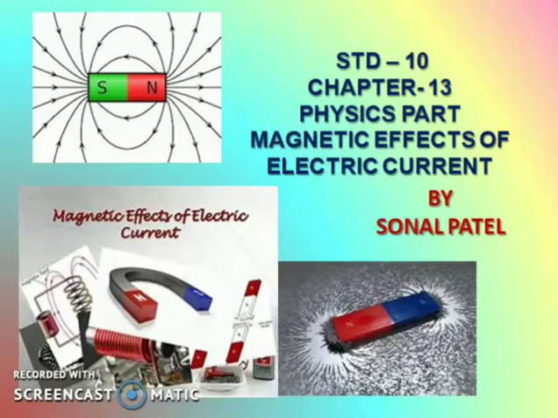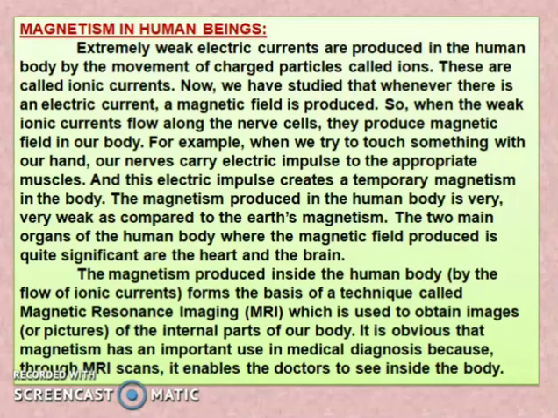Today we will see part 4 of chapter 13, magnetic effect of electric current. In this part, we will discuss magnetism in human beings. Extremely weak electric currents are produced in the human body by the movement of charged particles called ions, and these are called ion currents.